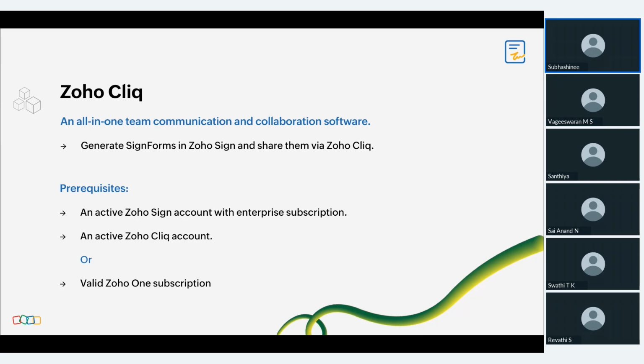This enables you to establish a self-service digital signature process using a public link without needing any coding knowledge. To utilize this integration, you will need an active Zoho Sign account with an enterprise subscription or an active Zoho Click account. Or you should have a valid Zoho One subscription.